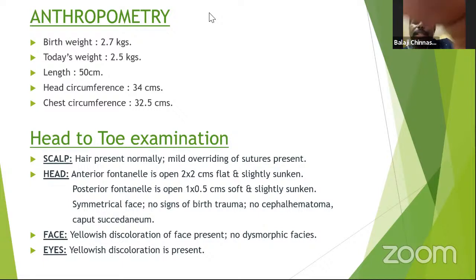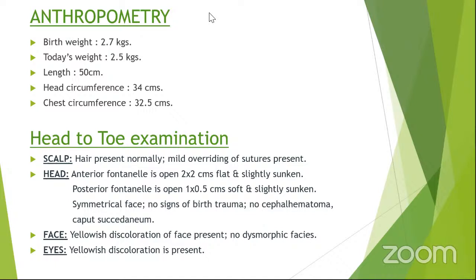Okay, then head to foot examination. Yes, sir. Scalp, the hair is present normally. There is mild overriding of sutures present. Head, the anterior fontanelle is open, about 2 cross 2 centimeters, flat and slightly sunken. The posterior fontanelle is open, measuring about 1 cross 0.5 centimeters, soft and slightly sunken. Symmetrical face with no signs of any birth trauma, no cephalohematoma or caput succedaneum.